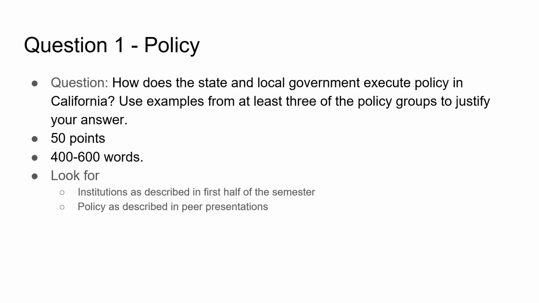Okay, so the first question is about policy. How do state and local governments execute policy in California? Use examples from at least 3 policy groups to justify your answer. Again, this is 50 points, and we're looking for 400 to 600 words.